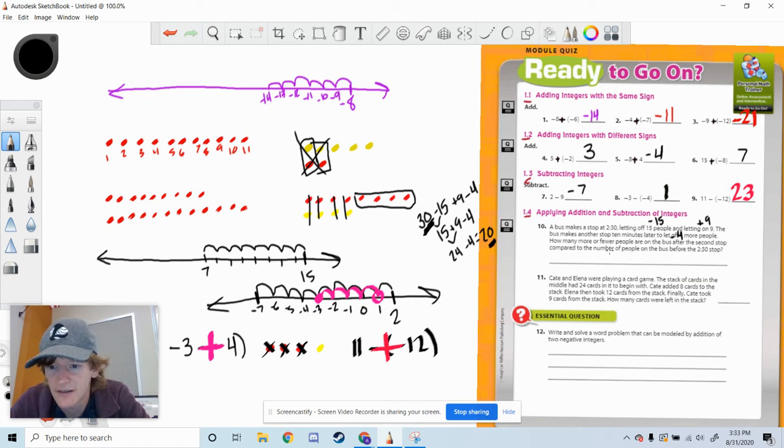Well, let's see what they're asking. How many more or how many fewer are on the bus after the second stop compared to the number of people before? So there are 10 fewer, because we had 30, now we have 20 people on the bus.